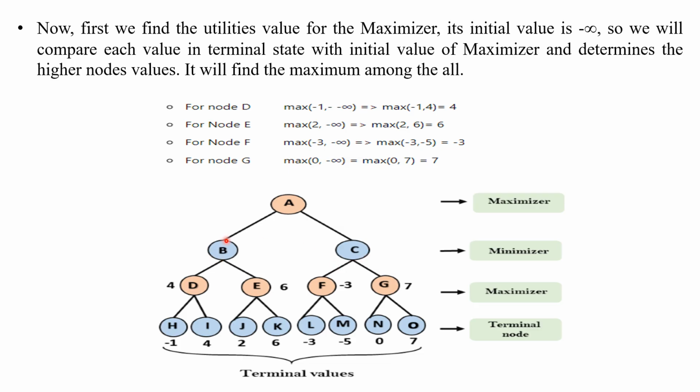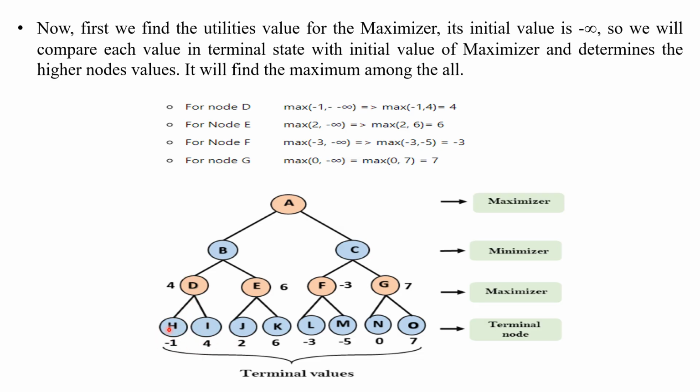Then we have to find the value for B. How do you find the value for node B? It has two child nodes, D and E. If we have these two values, then we can find the value of B. So how do you find the value of D? This is the maximizer, so find the maximum value from these two.